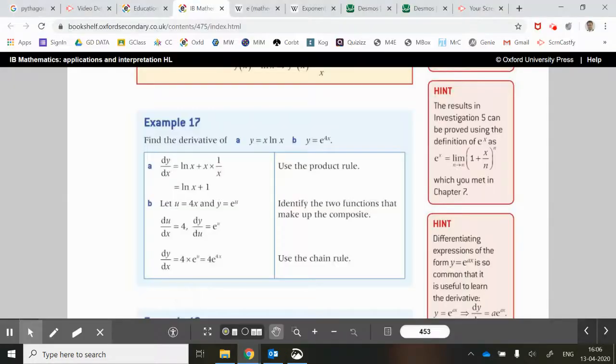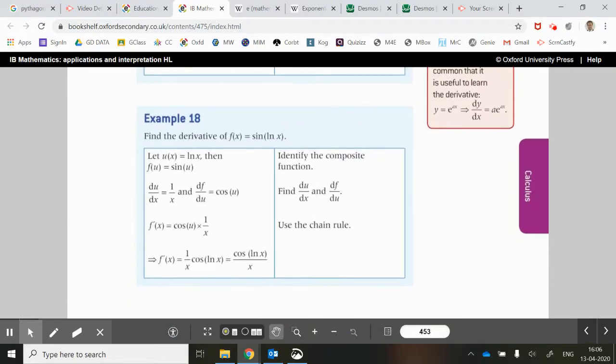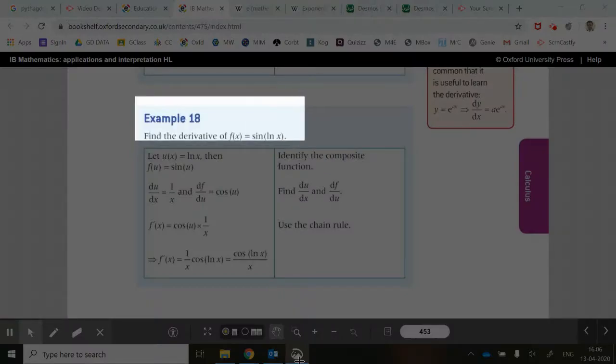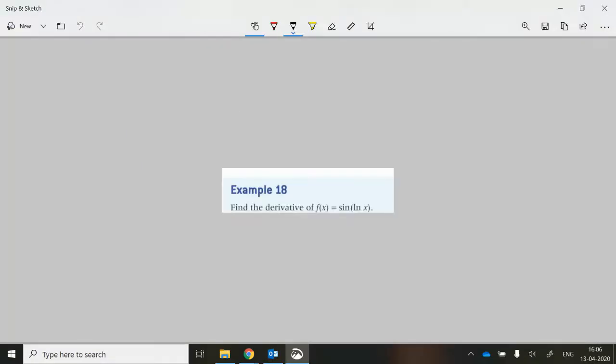Okay, next question on this one, question 18. So this one's saying find the derivative of f of x, rather than y, is equal to sine of log of x. So again, we can see that we've got the chain rule in this case. We can see that u is equal to log of x, and u dash is equal to 1 over x using the rule that we have. And we see this is sine of u.